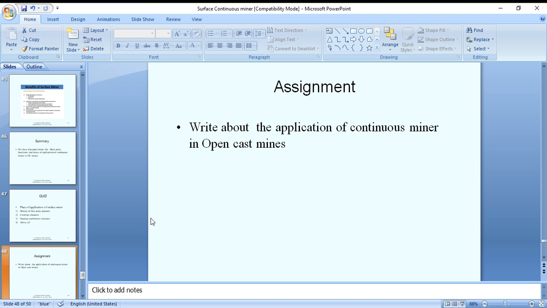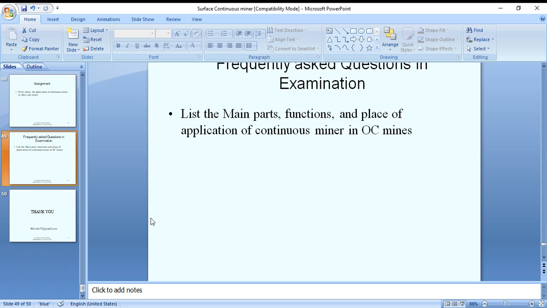Write a small assignment on this. Write about the application of the continuous surface miner in an open cast mine with a neat sketch of the construction parts also. So now, in board examinations also, this type of question comes.